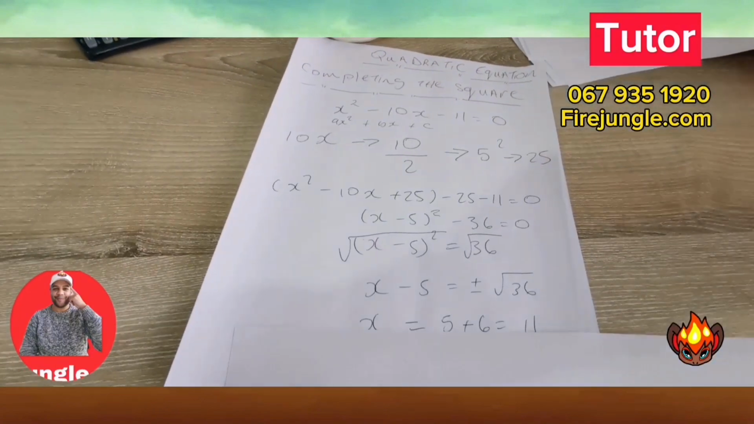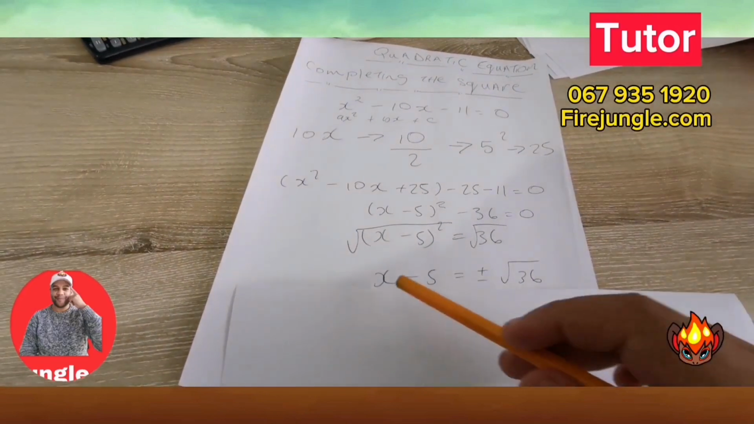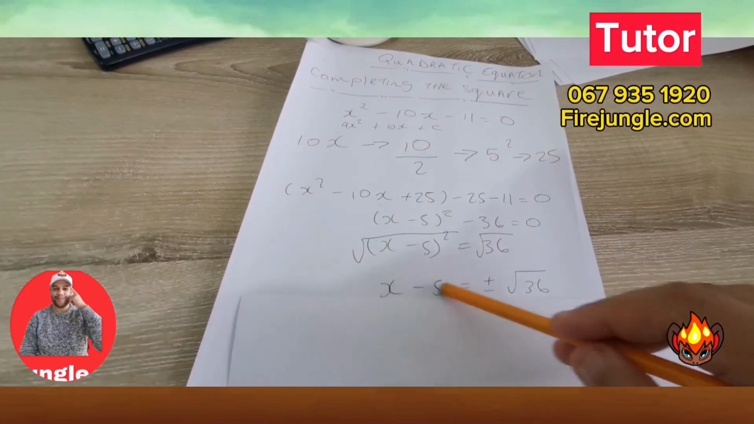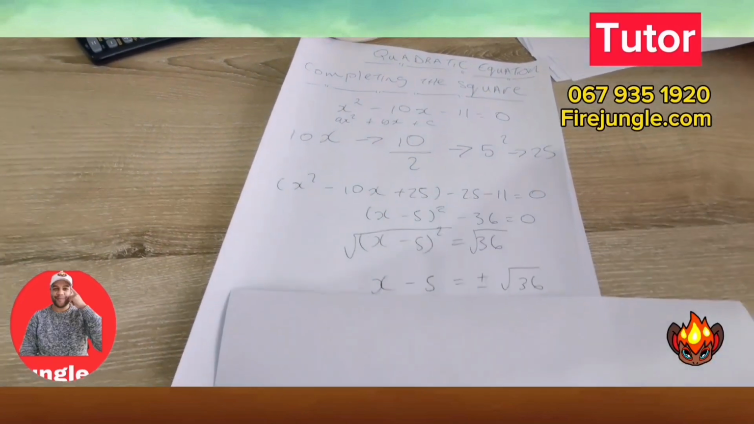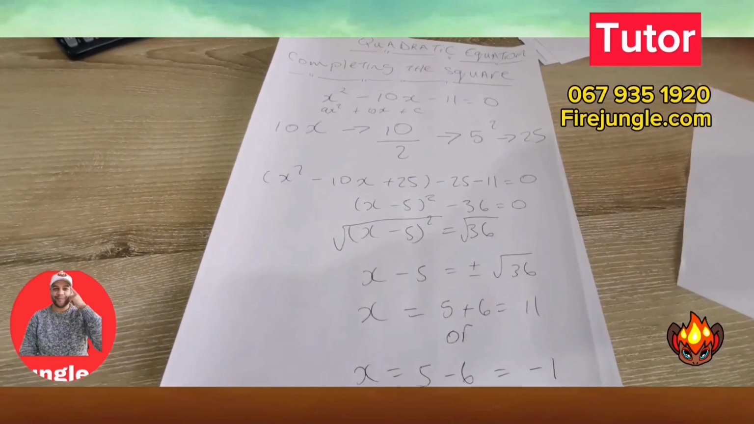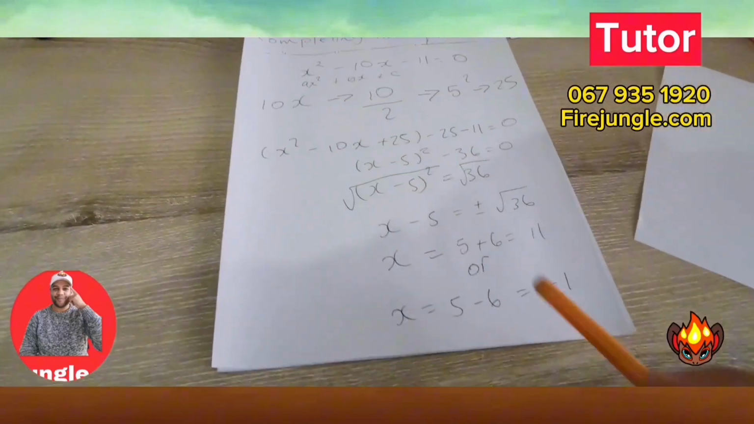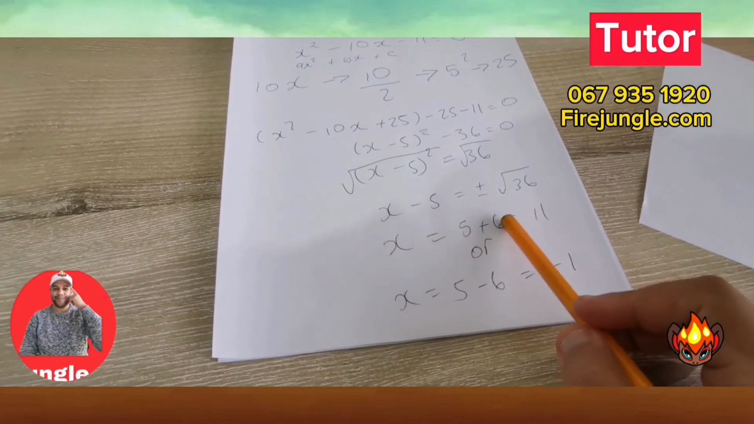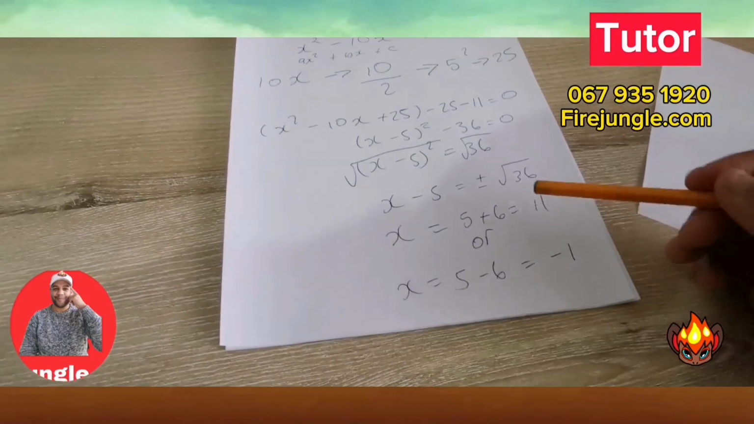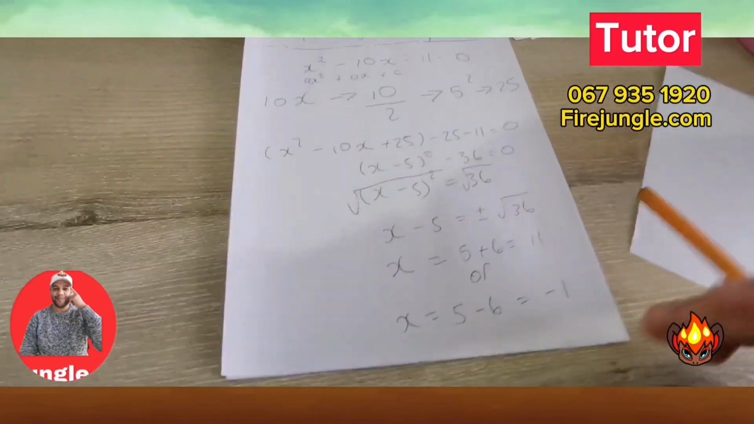And then at the bottom over here, we can see that once we square root both sides, we have x minus 5 is equal to plus or minus the square root of 36, which is equal to 6. And then we'll have our two values, which are 5 plus 6 and 5 minus 6. So our two values for x are 11 and negative 1.